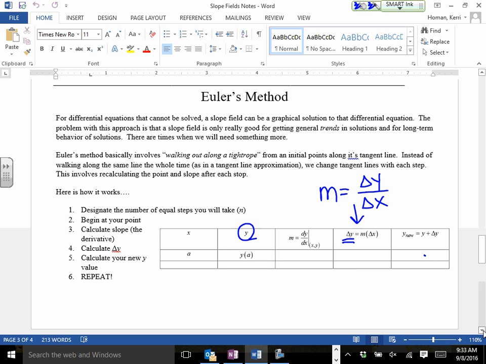We are going to repeat this chart until we've taken the number of steps that we needed to. Whatever your y value is here, if it's not our last step, we're going to fill out the next row of the chart. So if a is like 0 and our step is 0.25, then your x values are going to increase like so.